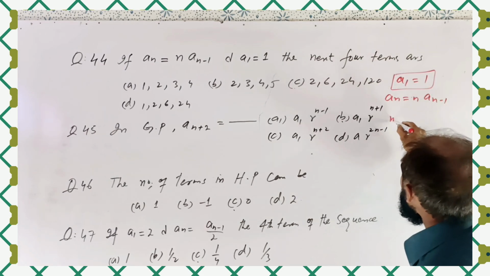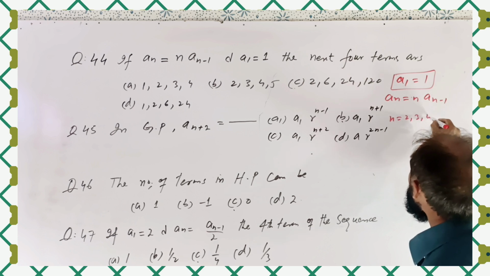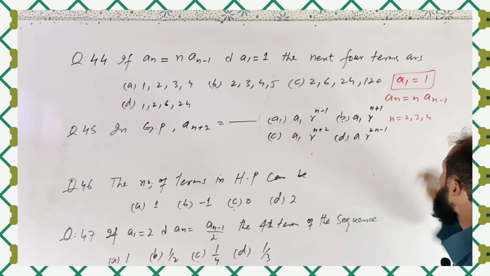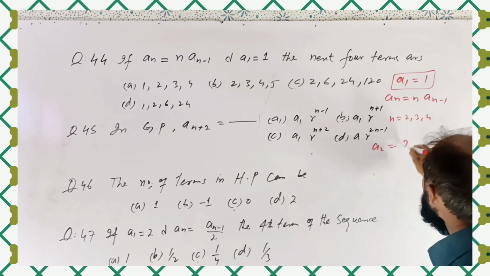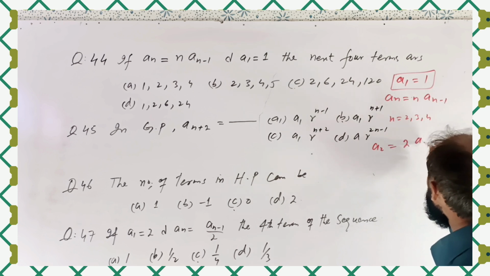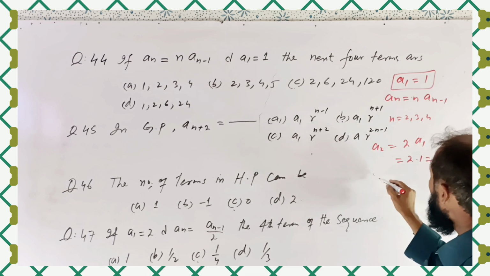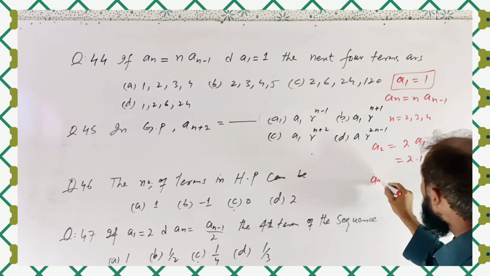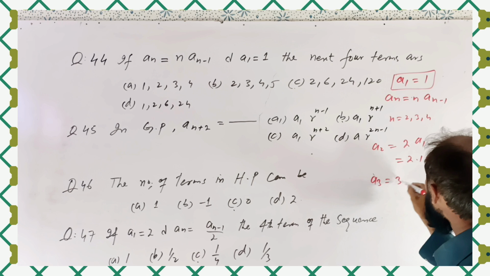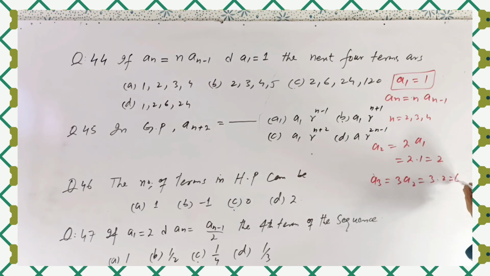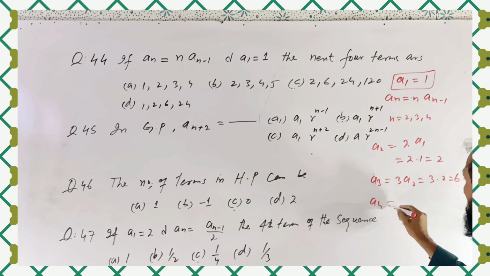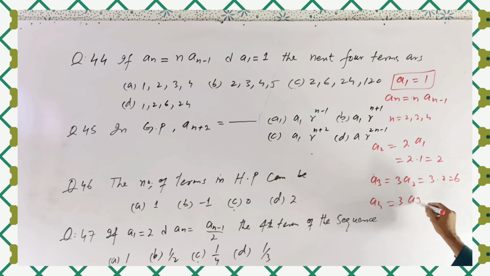So we put n is equal to 2, 3 and 4, and the next terms will come. First we put n is equal to 2. So 2 into A1, we get 1, so 2 into 1 is equal to 2. Put n is equal to 3. Here A2 is 2, so 3 into 2 is equal to 6. And for n equal to 4, it is 4 into A3, which is 4 into 6.